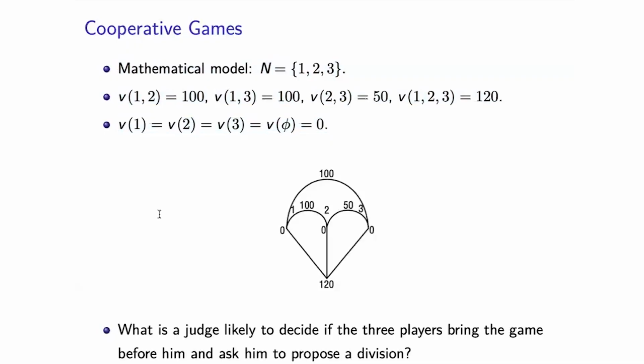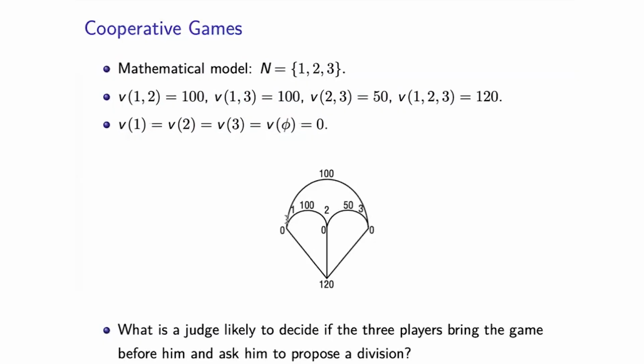So there's also a way of pictorially describing this game. Let's take a look because sometimes you might come across this. We have these three players, 1, 2, and 3, and we have some numbers here. What do these numbers mean? For example, this 0 indicates that if only 1 is forming a coalition, then the value is 0. This 0 in the middle indicates that if only 2 is forming a coalition, then the value is again 0. And if only 3 is forming, then the value is 0, right?